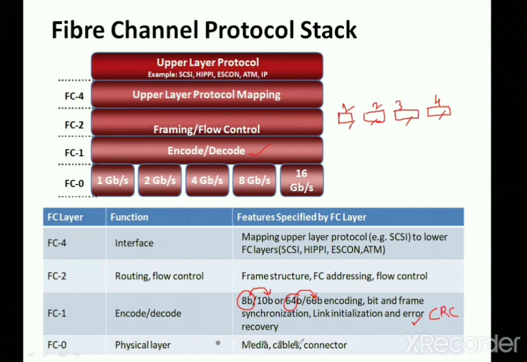And as usual, you know the physical layer, FC0, connects the devices with the help of cables and connectors. We have seen the various forms of cables and connectors in the components of the Fibre Channel SAN. Moving on to the next one.